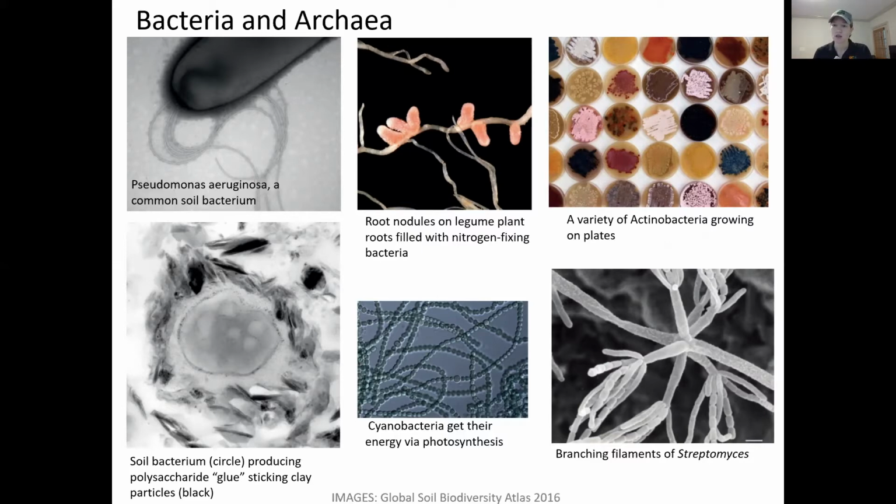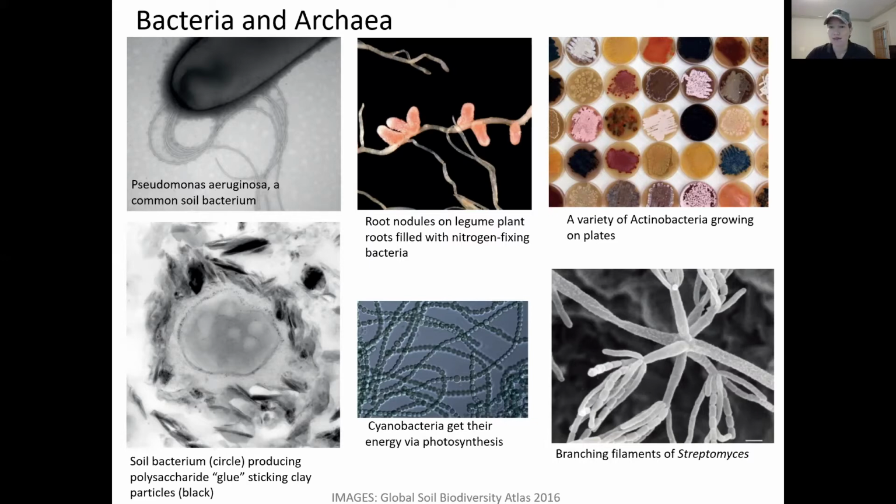Some of the more special groups of bacteria and archaea that are worth mentioning include the symbiotic nitrogen fixers that live in the root nodules of plants. These are very important in terms of providing nitrogen for leguminous plants. Cyanobacteria are an interesting group. They can photosynthesize, or use sunlight to get energy, similar to the way plants do.